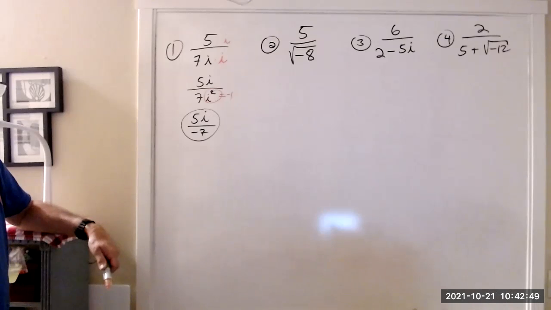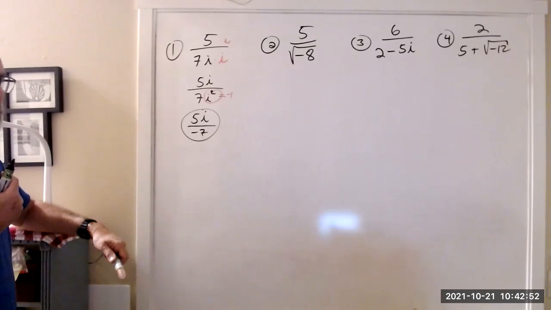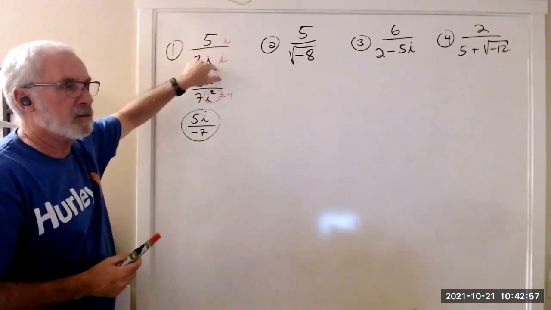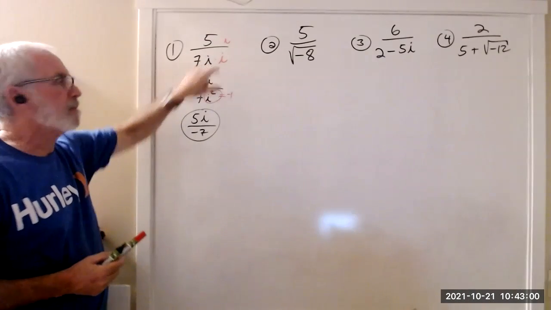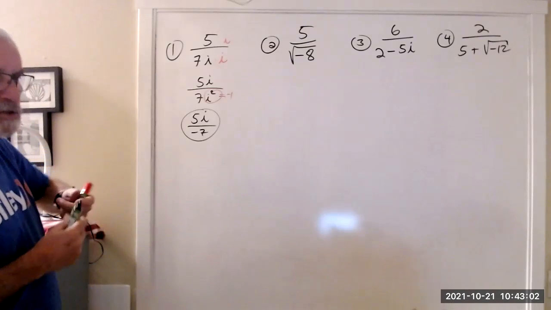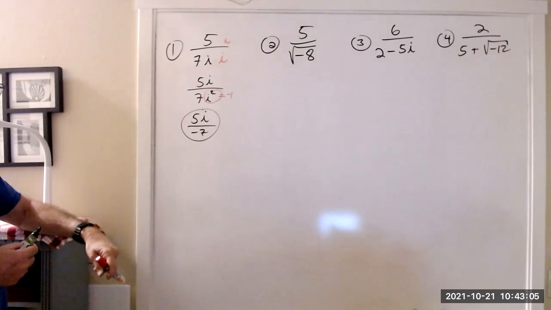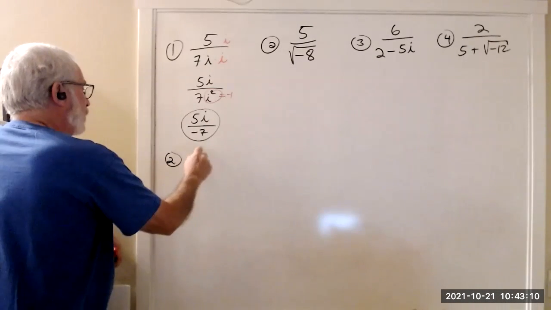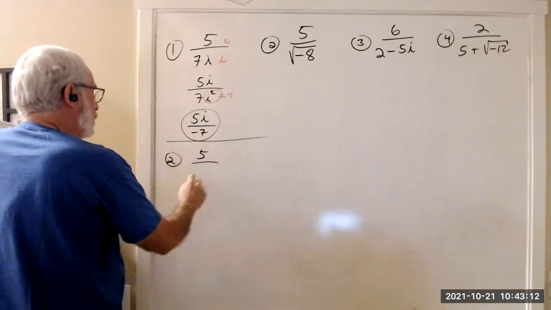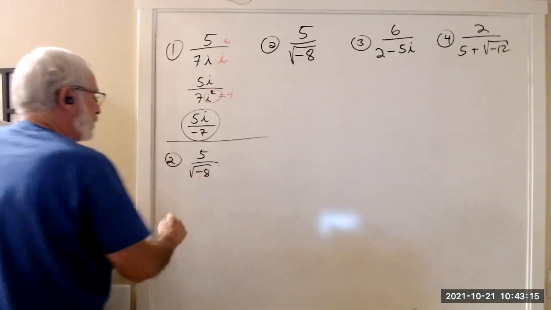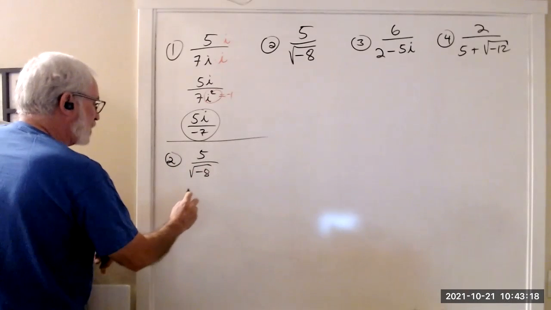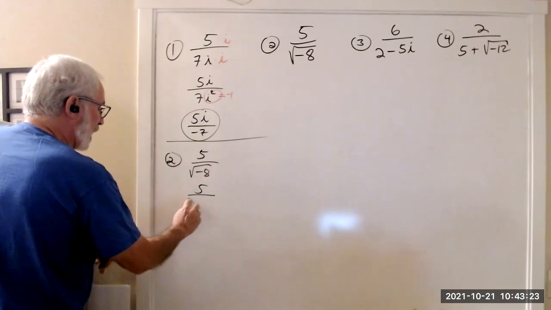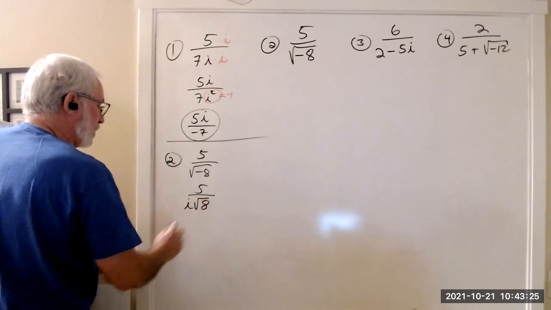Is that okay with everybody? There might have been another way to do this, but that's the final answer. Eventually, you had to multiply top and bottom by i. Any questions? None? All right. Moving to number 2, we have 5 over the square root of negative 8. The first thing you have to do is take the i out of the square root. So you have 5 over i times the square root of 8. That's the first thing.